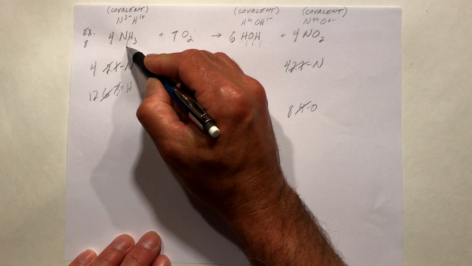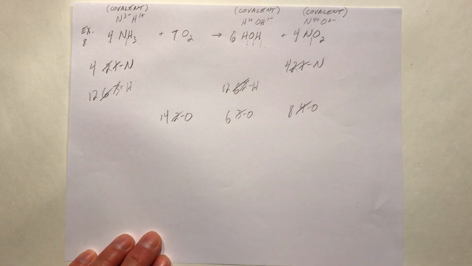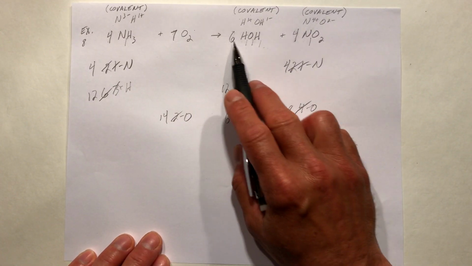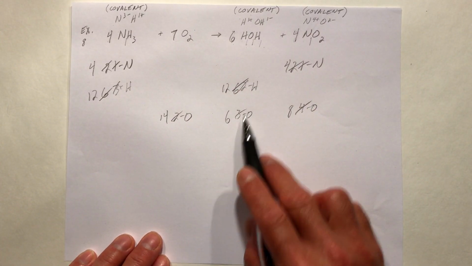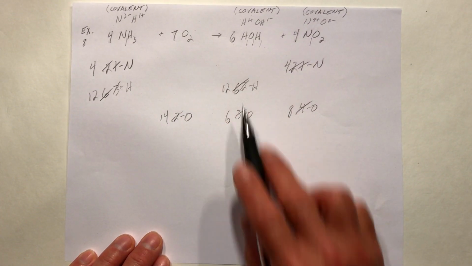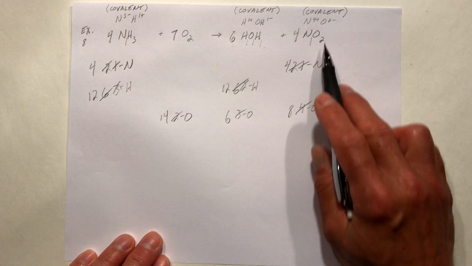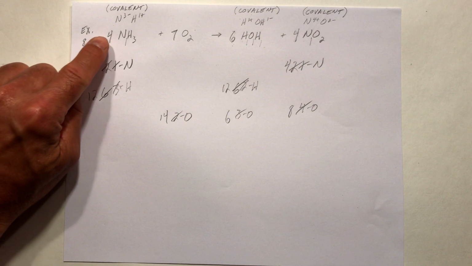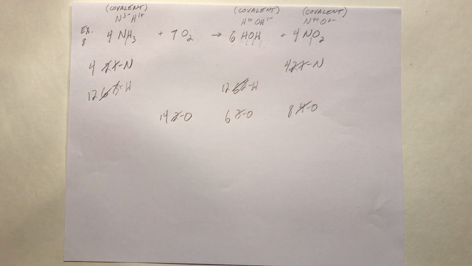4 times 1 is 4 N's, 4 times 1 is 4 N's. 4 times 3 is 12 H's, 6 times 1 and 6 times 1 adds up to be 12 H's. 7 times 2 is 14 O's, 6 times 1 is 6 O's, 4 times 2 is 8 O's, that's 14 O's. Now, by no means do you have to follow that very specific pathway to get to the correct coefficients of 4, 7, 6, and 4.